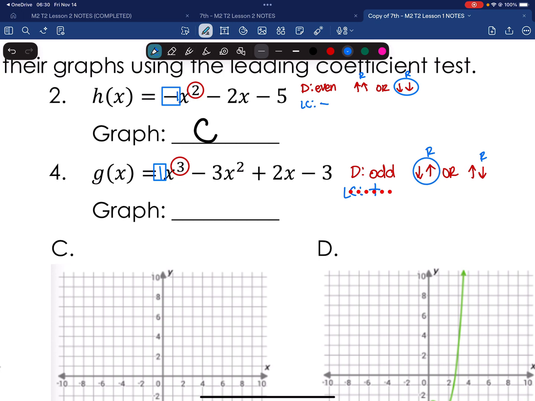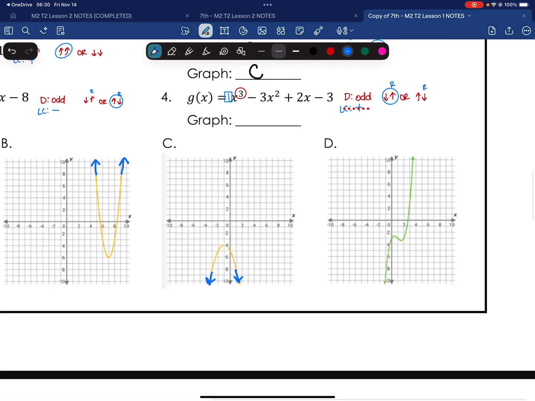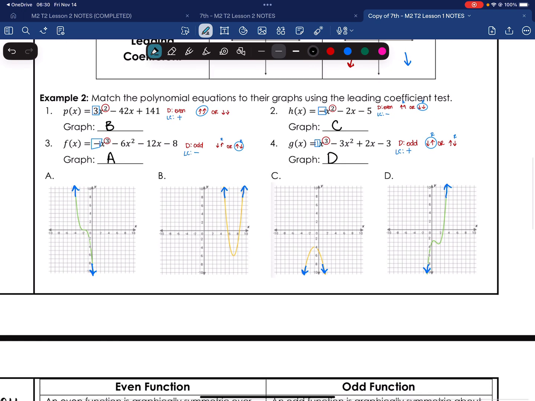So if we look at our graph, we only have one graph left, but just to make sure it confirms and matches what we've been saying, the right side is going up, the left side is going down. Therefore, D is a correct match. Now, the purpose of this is so you don't have to graph it in the calculator. It's something that is supposed to be quick and easy to identify.